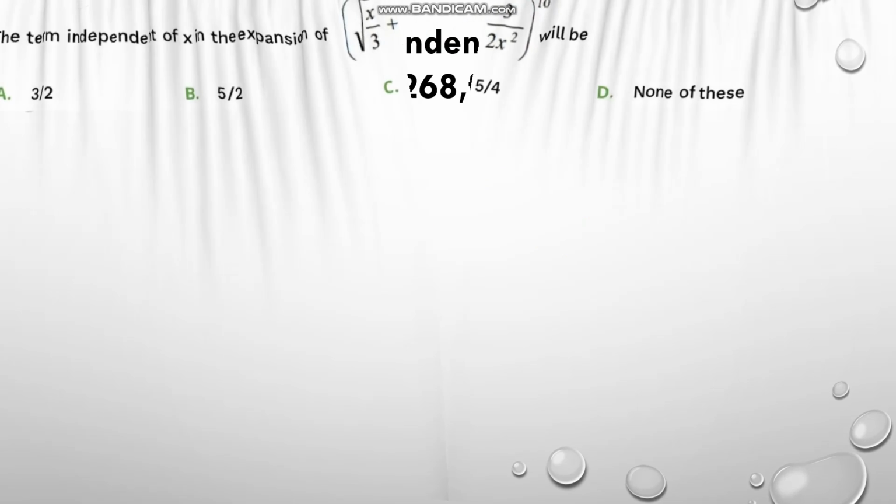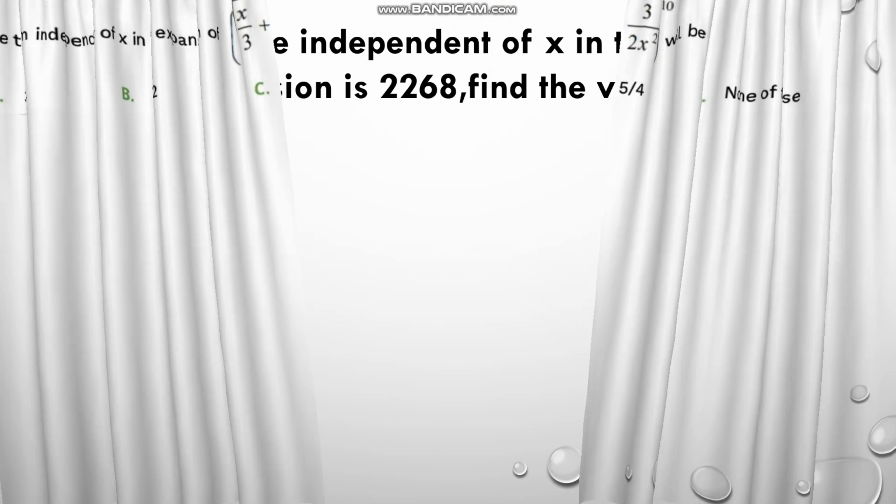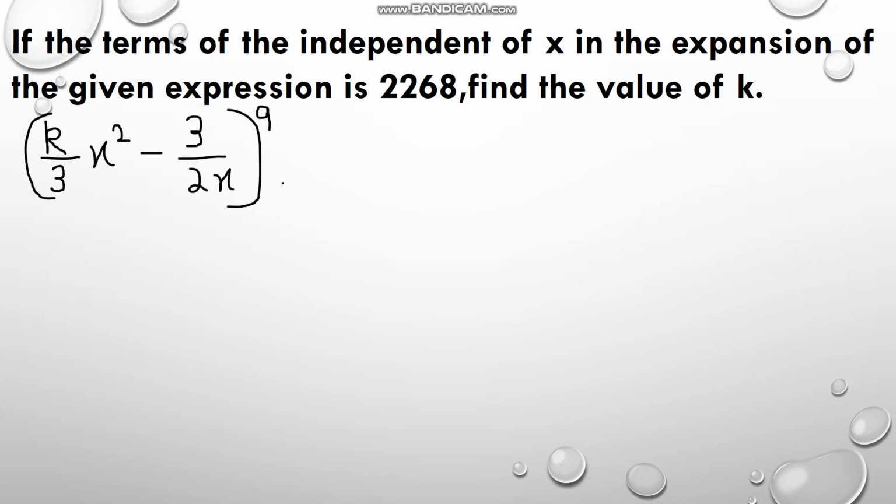Moving on to the next question. Question number 3 and the last question of today. Another question on independence of x. If the term independent of x in the expansion of this expression is 2268, find the value of k. So, another same sort of question with nothing different here.